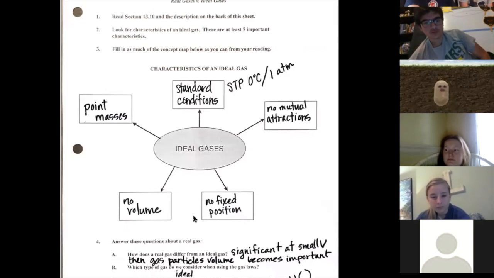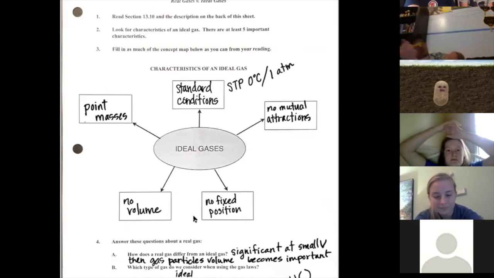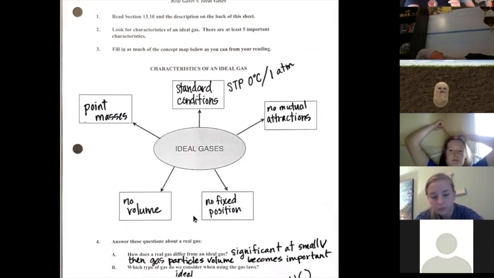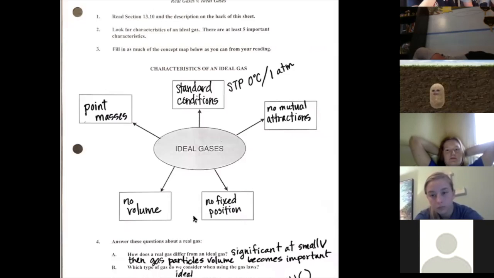So the no mutual attraction, that doesn't include gravity, right? Right. It would just be attractions like a positive, negative, electrostatic attraction, that kind of attraction. Okay. Any other questions?